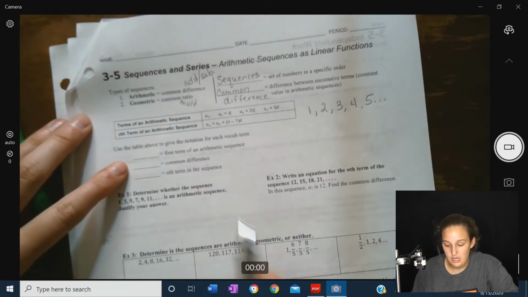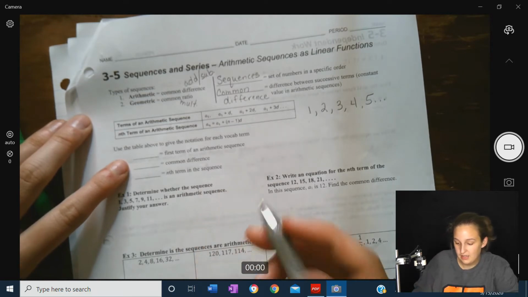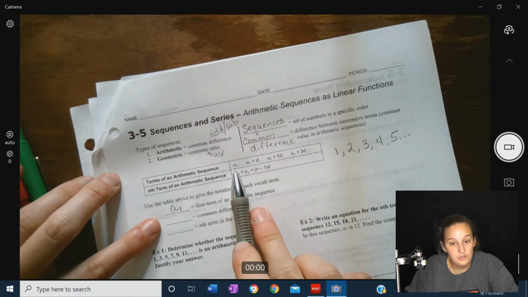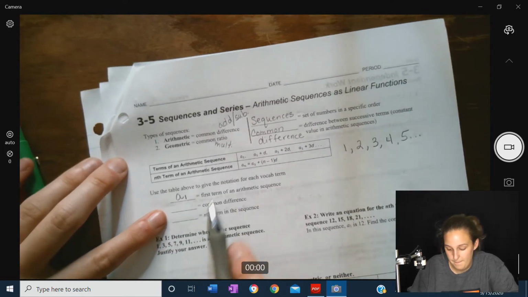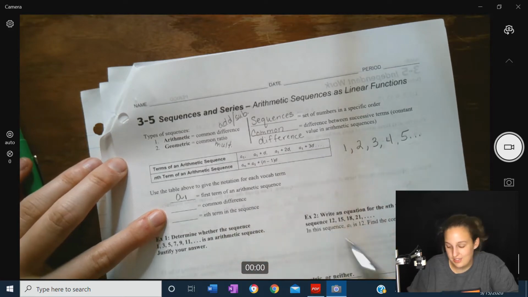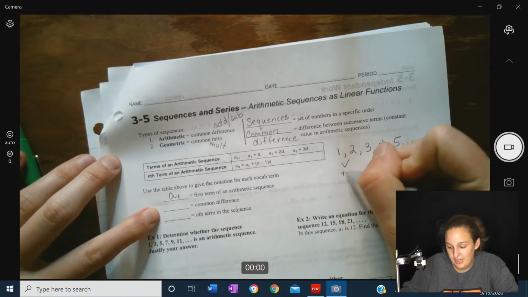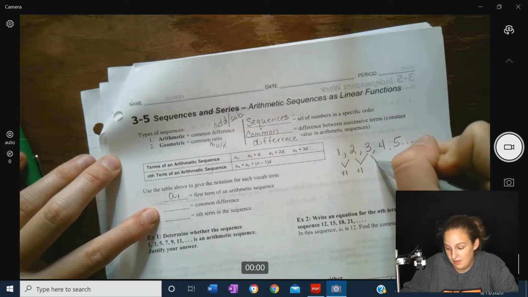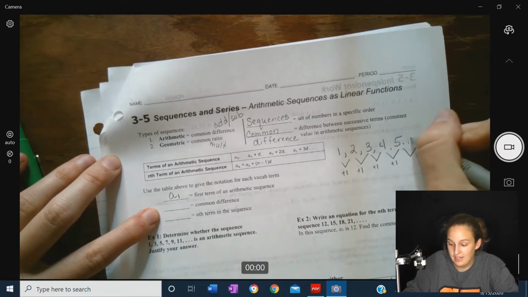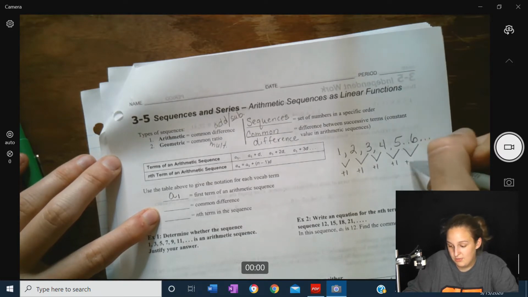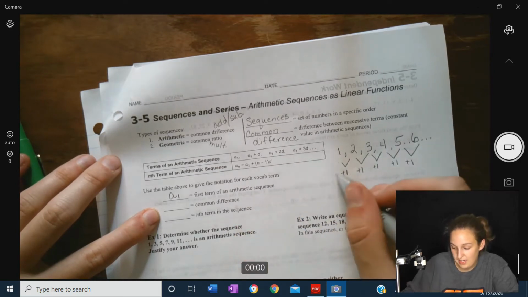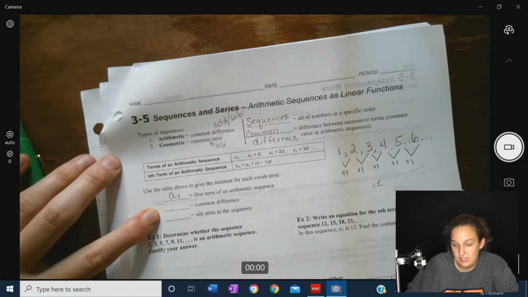So the first term in an arithmetic sequence is going to be a sub 1. So if you're looking up here, this is your first term, a sub 1. The common difference is the difference between your successive terms. So the difference between here is plus 1. So each time you're adding 1 to your term. So you knew that the next number would be 6 because you would just add 1 each time. This difference right here, your common difference, is called D.